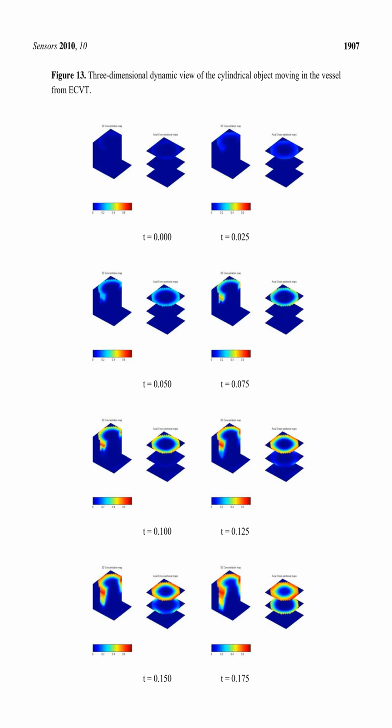Figure 13. Three-dimensional dynamic view of the cylindrical object moving in the vessel from ECVT. T equals 0.00. T equals 0.025. T equals 0.050. T equals 0.075. T equals 0.100. T equals 0.125.